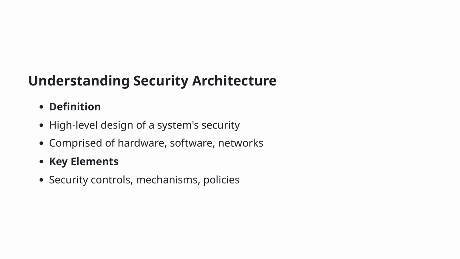Understanding security architecture is crucial for building a robust defense strategy. In broad terms, security architecture refers to the high-level design of a system's security, encompassing hardware, software, and networks. It serves as the blueprint that outlines how various components interact to protect assets and data. Key elements of security architecture include security controls, mechanisms, and policies. Security controls are the safeguards put in place to protect the system, while mechanisms refer to the processes and methods used to enforce these controls. Policies are the rules and guidelines that dictate how security measures are implemented and maintained across the organization.